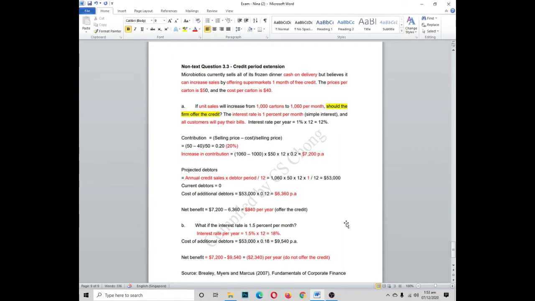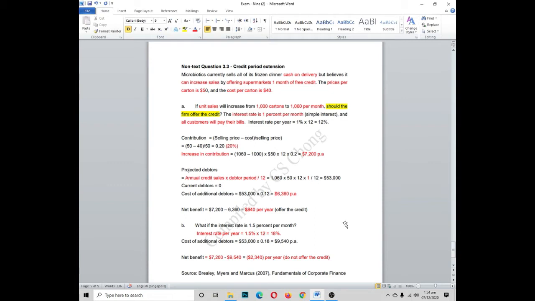Now the requirement. If unit sales increase from 1000 cartons to 1060 per month, meaning a net increase of 60 units in sales, should the firm offer the credit? The interest rate is 1% per month, simple interest, not compounding, and all customers will pay their bills, meaning no bad debt expense. Interest rate per year is 1% multiplied by 12, equal to 12%. So this is requirement 1.